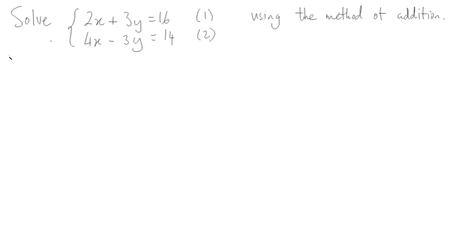Now the method of addition is quite fancy, because what it means is, if you have a set of simultaneous equations, you can actually add up the left-hand sides of these equations. So we can add left-hand sides, and we can also add right-hand sides, keeping the equal sign in the middle. Sometimes that helps us, so let's just do that and see what happens.